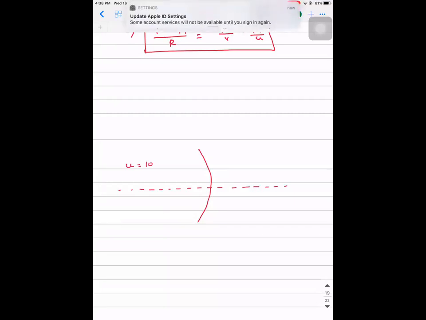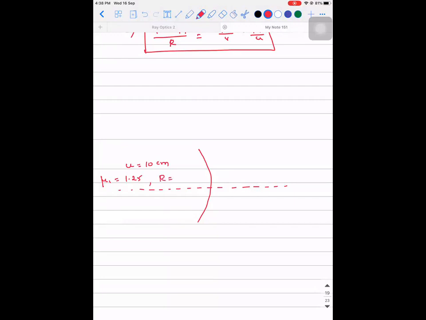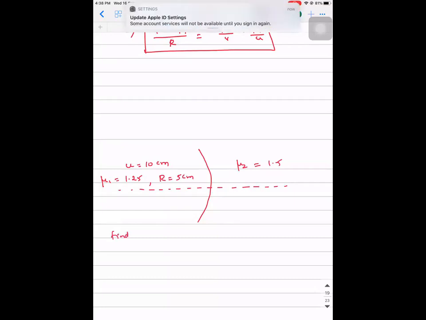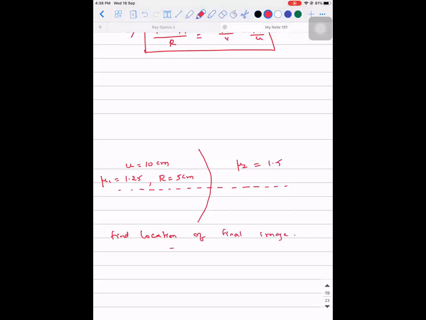So let's say there is an object which is placed at a distance of 10 centimeter in a medium whose refractive index is 1.25. The radius of curvature is, let's say, 5 centimeter, and the refractive index of the second medium is taken as 1.5. Find the location of the final image. So how to solve this?